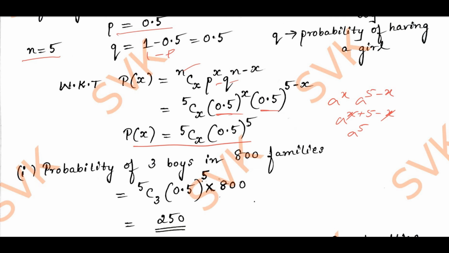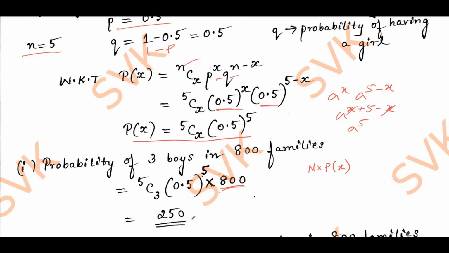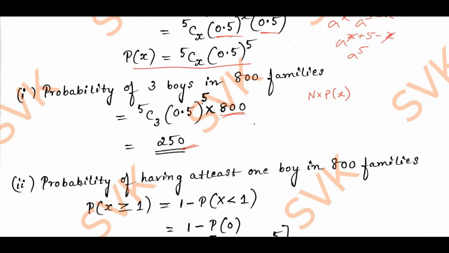For that reason, I can write it as n into P of x, where n value is 800 here. So 5C3 into 0.5 whole power 5. As I need to find the probability of 3 boys, I am considering x equal to 3 boys. So 5C3 into 0.5 whole power 5 into 800. If we calculate, we are going to get 250 as the required answer.